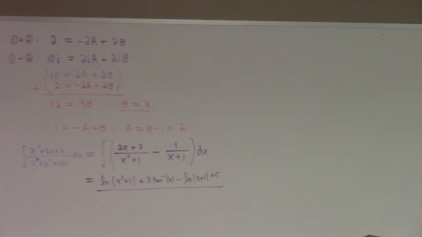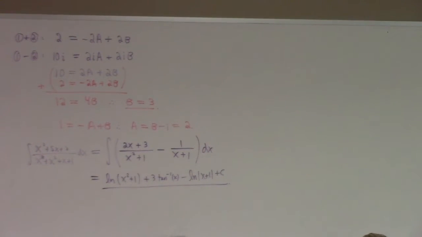How did I integrate 2x over x squared plus 1? I made a u equals x squared plus 1 substitution, right? So du is 2x dx. So the 2 is part of the du. So that's basically it.